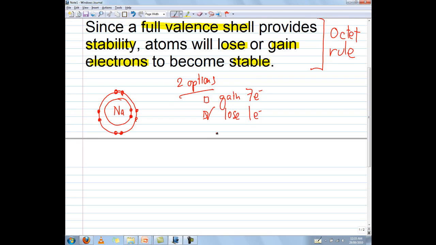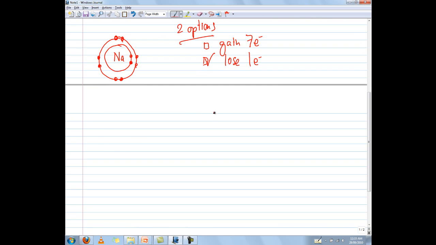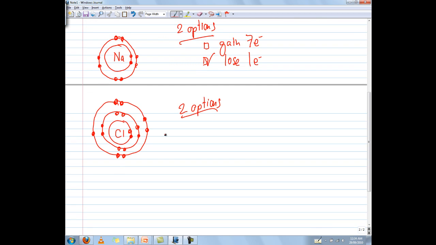Let's take a look at chlorine now. Chlorine has 7 valence electrons: 1, 2, 3, 4, 5, 6, 7. And again, it also has 2 options. First option, gain 1 electron. If I tack on one more electron, there it is: 1, 2, 3, 4, 5, 6, 7, 8. Full valence shell, stability. The alternative, of course, is to lose 7 electrons.